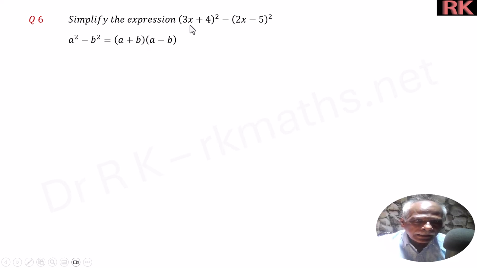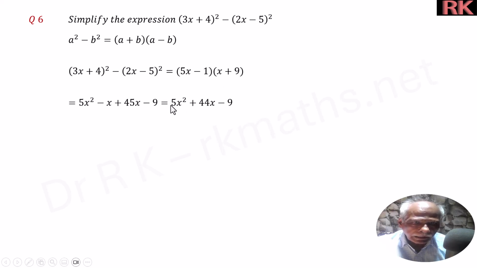So a + b is 3x + 4 + 2x − 5, which is 5x − 1. a − b is 3x + 4 − 2x − (−5), the minus of minus 5 is plus 5, that is x + 9. Substitute and simplify, you get 5x² + 44x − 9 as the answer.